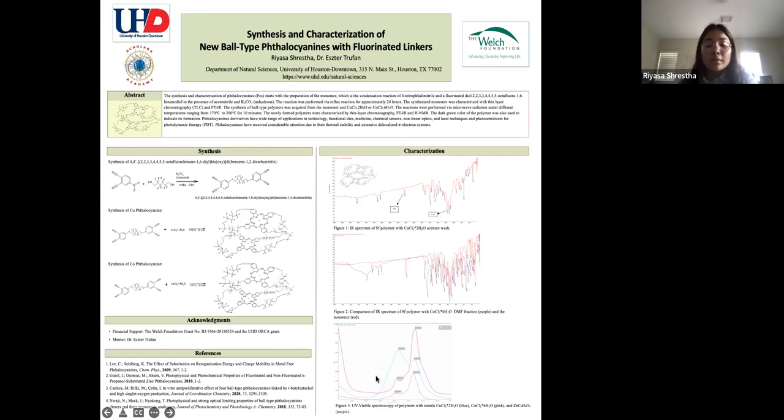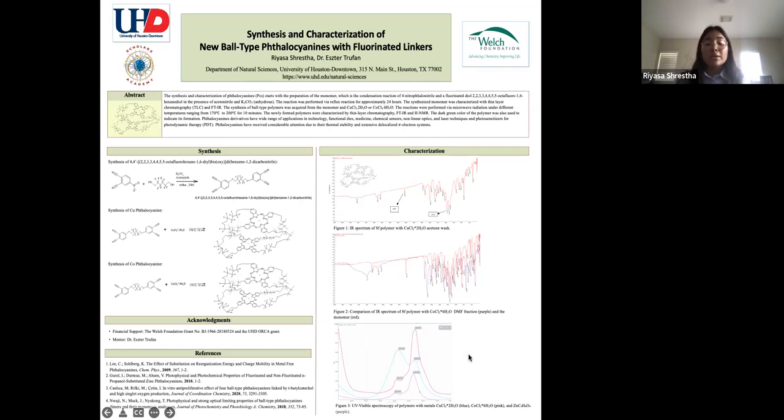The third figure shows the UV-visible spectroscopy of the phthalocyanines with different metals. The two metals that I used were copper chloride and cobalt chloride. The one in purple is with zinc acetate from a past student. We can see the locations of these peaks are very similar, because of the general ball-type phthalocyanine structure. The slight shift in the peaks is because of the different types of metal used, and the intensity depends on the concentration and the purity of the sample.